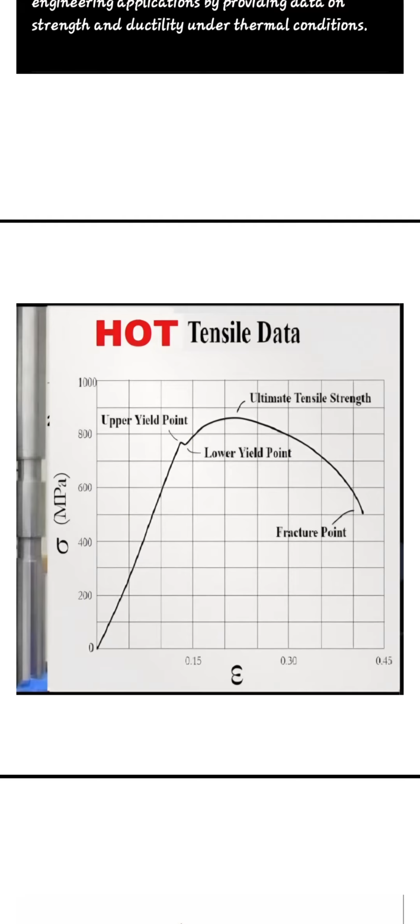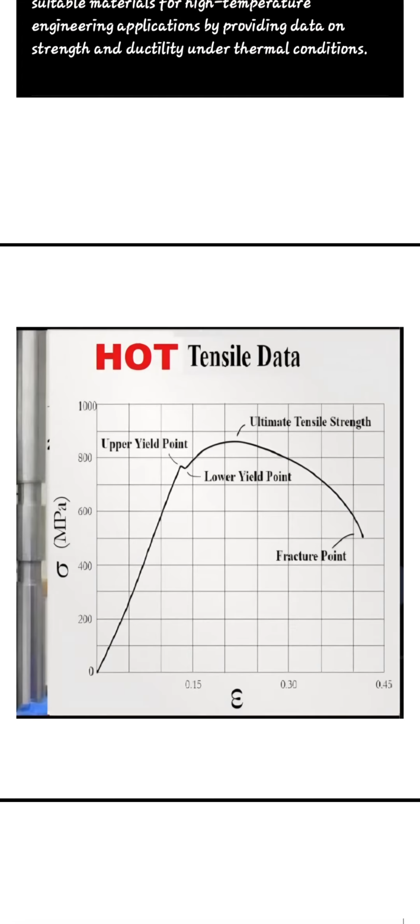Initially, the material behaves elastically and follows Hooke's law up to the upper yield point. Plastic deformation begins after the lower yield point. The material undergoes strain hardening until it reaches ultimate tensile strength. Beyond this point, necking occurs and finally the material fractures.